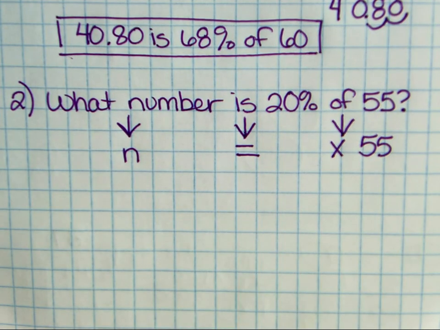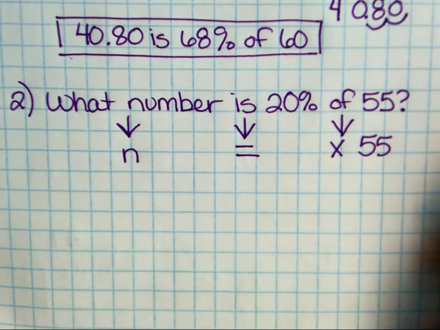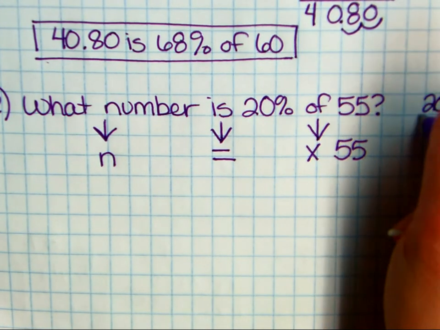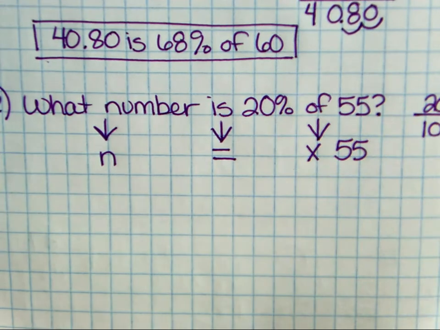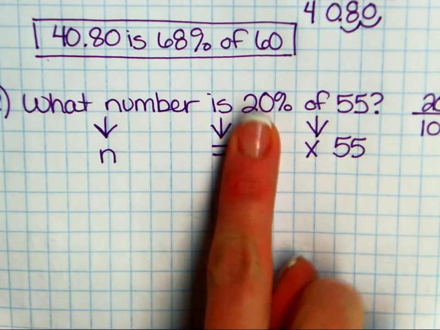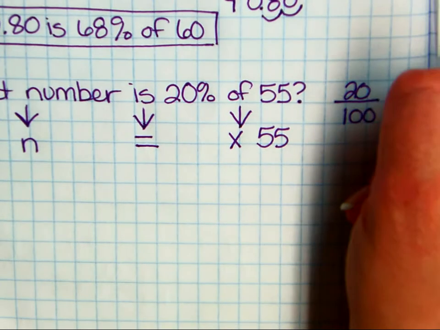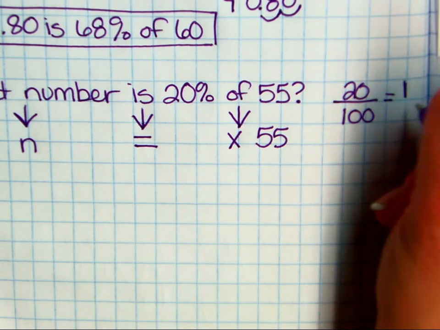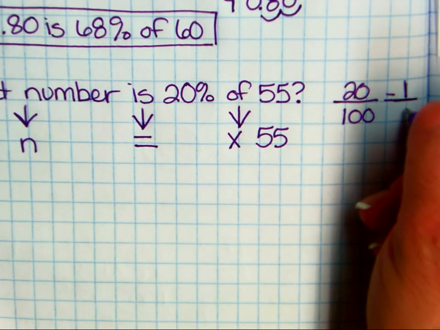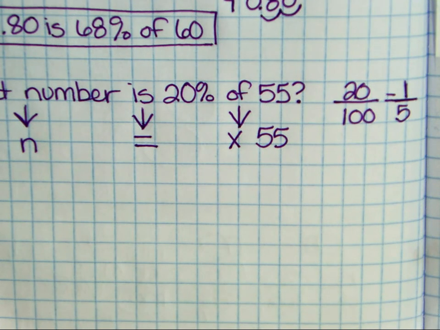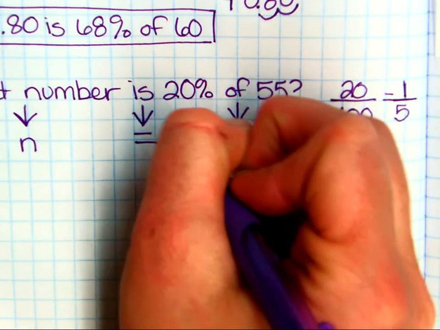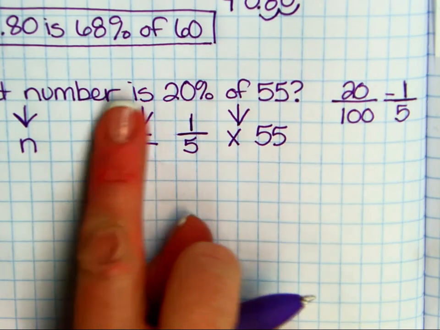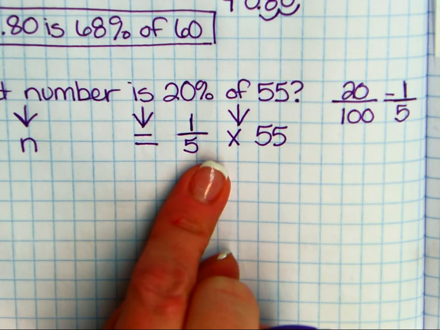Now, remember when I convert a percentage to a fraction, I would put my percentage over 100, 20 per 100. But I need to simplify that, and I could divide both the top and the bottom by 20. 20 divided by 20 is 1, and 100 divided by 20 is going to be 5. So now I'm going to put my simplified fraction in here, 1/5. So now I have n equals 1/5 times 55.